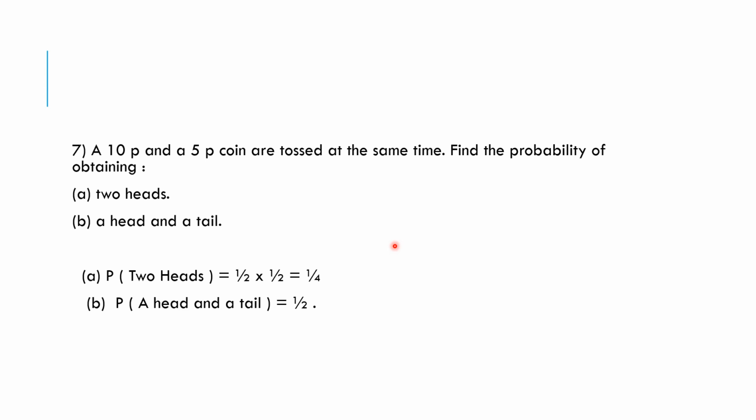Okay, let's have a look at another question. A 10 pence and a 5 pence coin are tossed at the same time. Find the probability of obtaining A, 2 heads, B, a head and a tail. So the probability of obtaining 2 heads is 1 by 2 times 1 by 2, which is 1 by 4. And the probability of obtaining a head and a tail is 1 by 2.